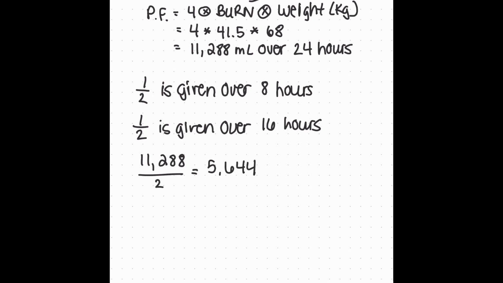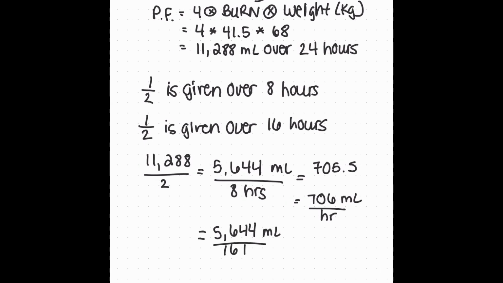So in our case, half of 11,288 is 5,644 milliliters. That's going to be given over 8 hours. So you would set your pump to 5,644 divided by 8, which in our case equals 705.5, and we know that we don't use point anything for milliliters per hour on pumps. So we're going to round to 706 milliliters per hour.